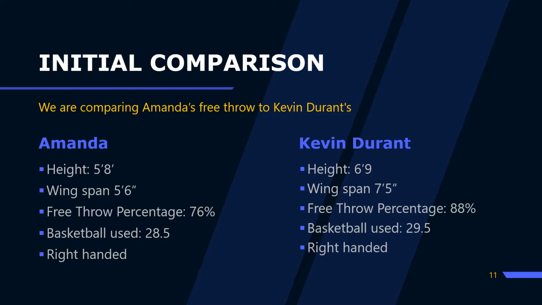As for Kevin Durant, he's kind of conscious of his height, so he's most likely taller than 6'9", but on all the rosters it says 6'9". His wingspan is 7 feet 5 inches. His free throw percentage is 88%, and the basketball size used was 29.5. He's also right-handed, so this came into play when we were taking the footage of their free throws. We had to make sure they were both right-handed.